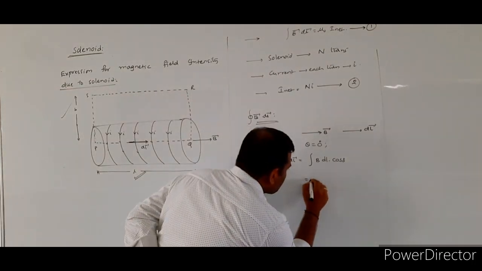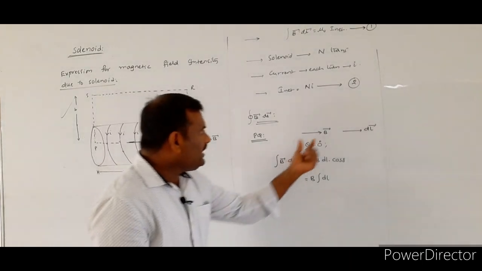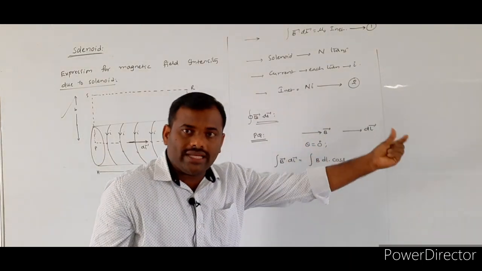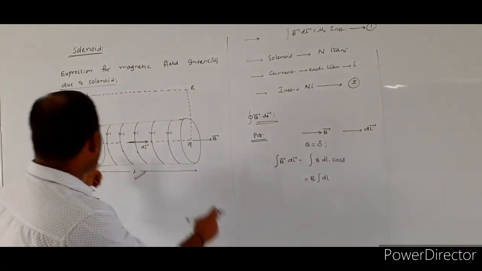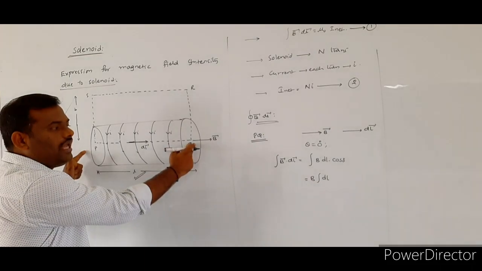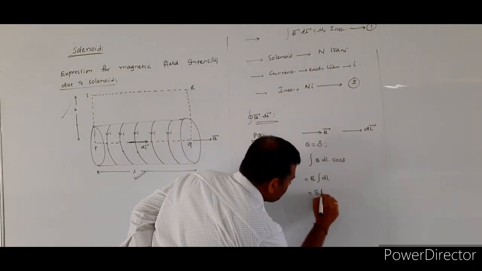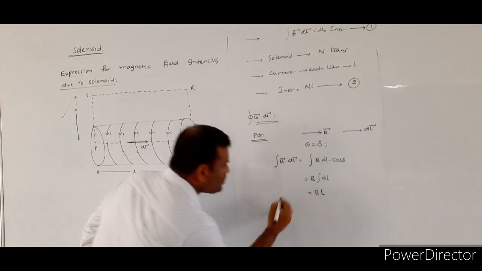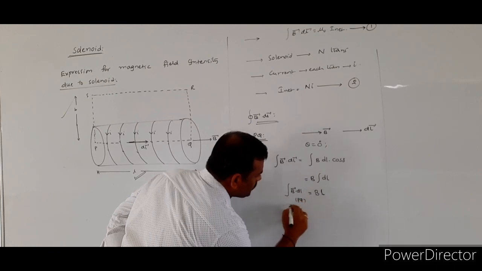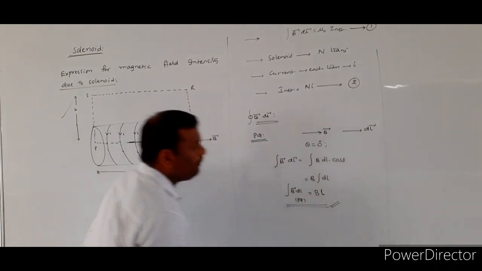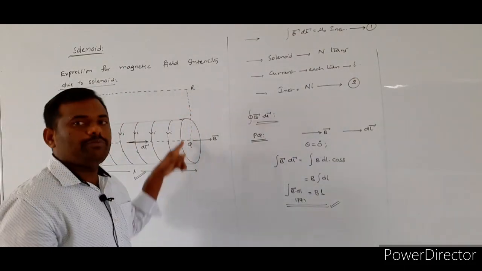B will be constant, so we have B times integral dL. dL is indicating the length of a small element, so integral dL gives the length of the PQ portion. Therefore, this value is equal to B l. So the line integral of B bar dot dL bar for the PQ portion is B into l.